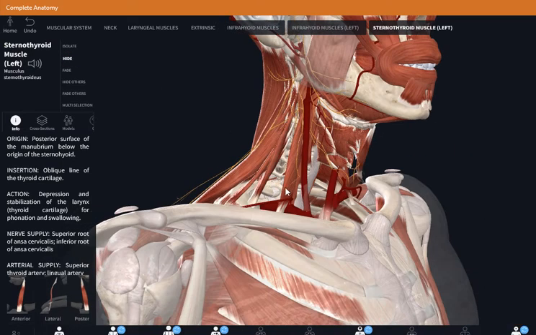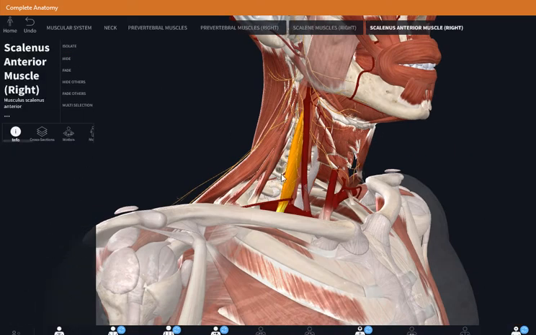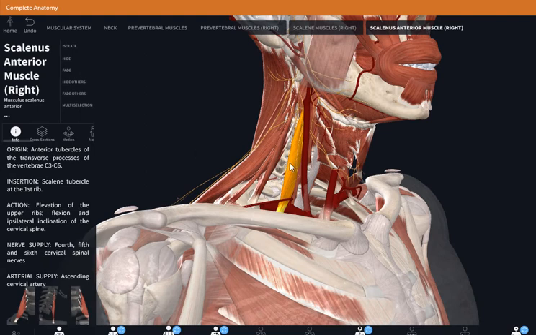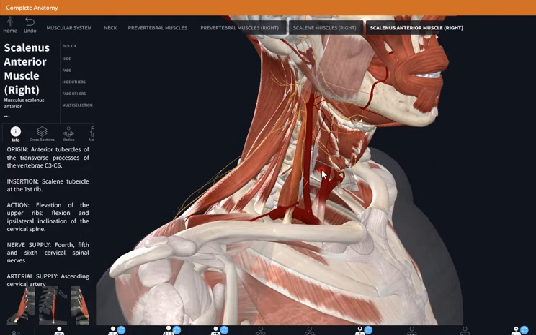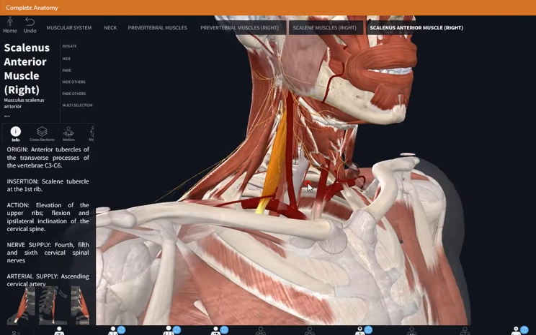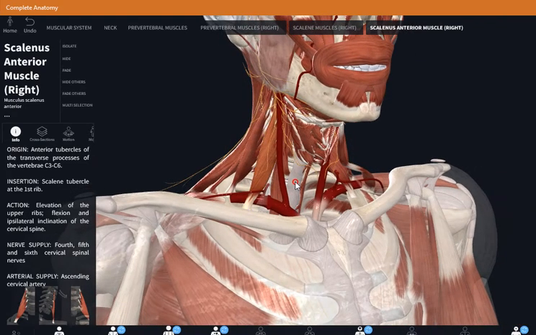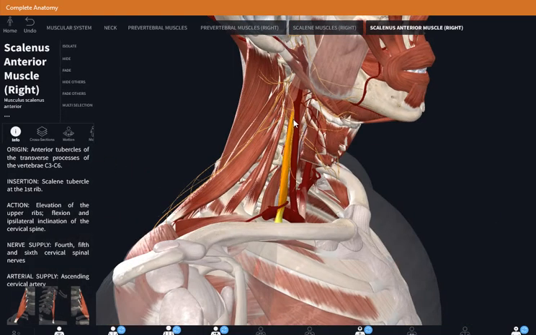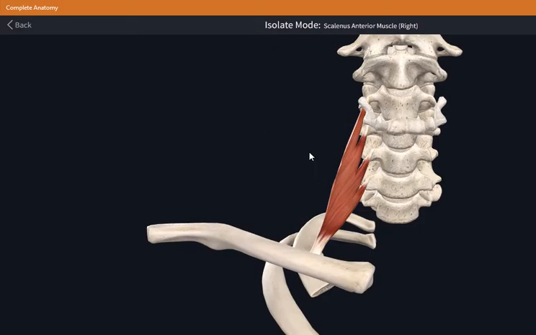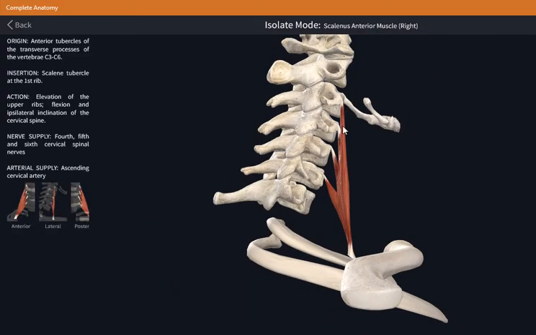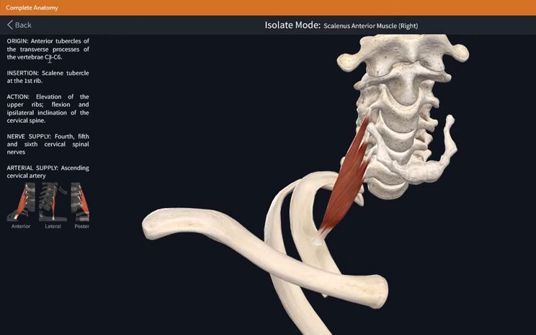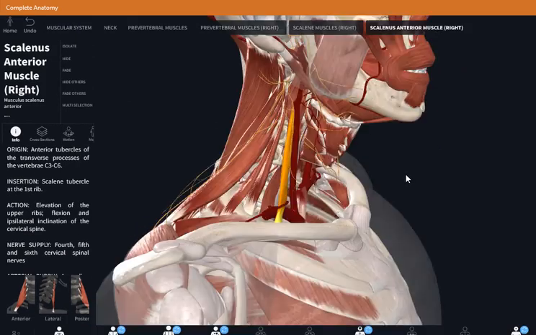This particular muscle at this location here is going to be called the scalenus anterior muscle. This is the scalenus anterior muscle at this position here. The scalenus anterior has its origin at the anterior tubercle of the transverse process of cervical vertebrae C3 to C6 at this location. If I isolate it, you can see the location of the anterior scalenus, its origin C3 to C6, and its insertion at this portion here.